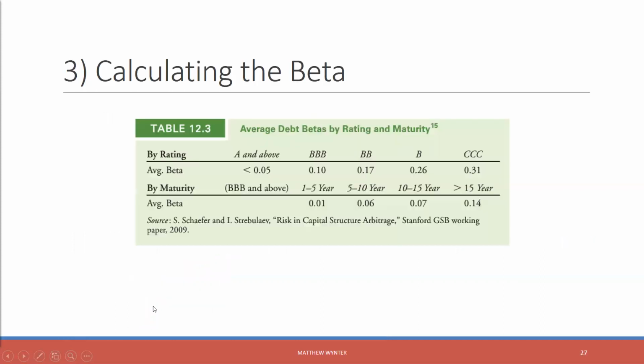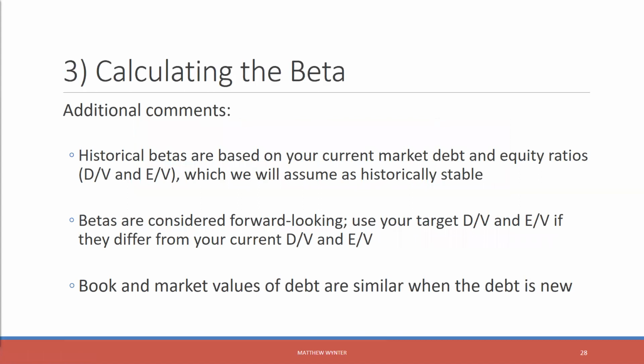If you look at the beta for debt, what you'll notice is that as we go down into riskier and riskier forms of debt, you have a higher beta. As we look at debt that has a longer maturity, you have a higher beta. Hopefully that feels intuitive. As an investor, if I'm holding bonds that are really risky, they're going to move a lot with the market. And if I'm holding bonds that mature in a very long time, they're also going to have a higher co-movement with the market than a bond that matures in a year.